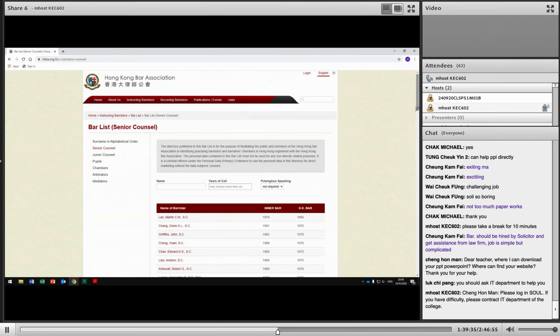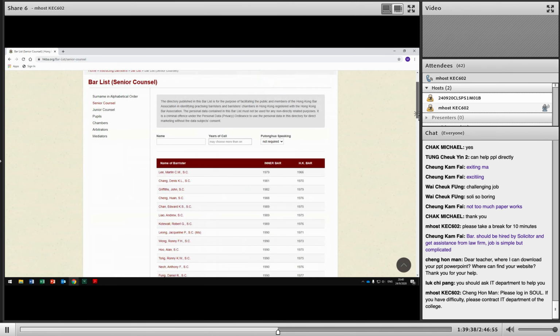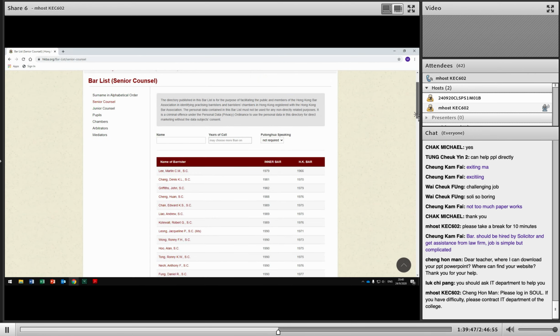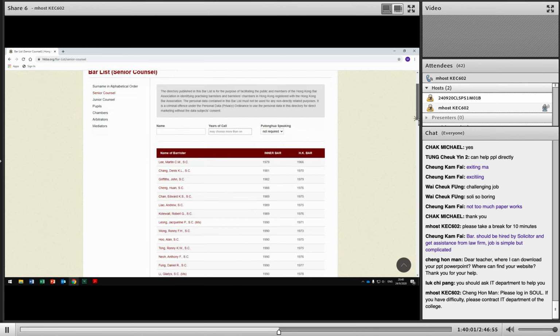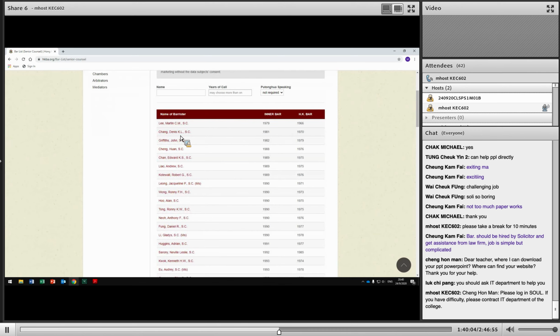Senior counsel are more successful barristers. Usually they must have some achievement or a very good reputation, quite outstanding performance in litigation. In fact, the title was given by the Department of Justice, I think. So it's nominated by the DOJ. In fact, you can find the most senior counsel in Hong Kong is Martin Lee. He's the most senior counsel in Hong Kong.